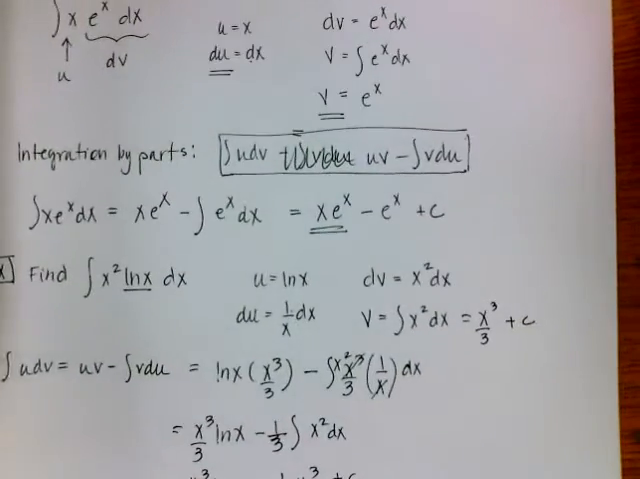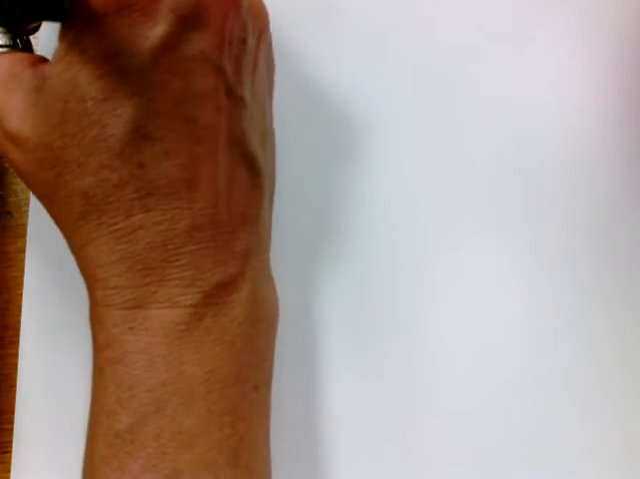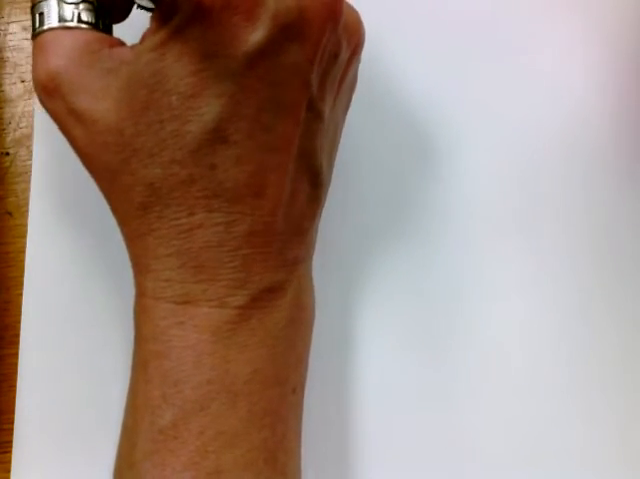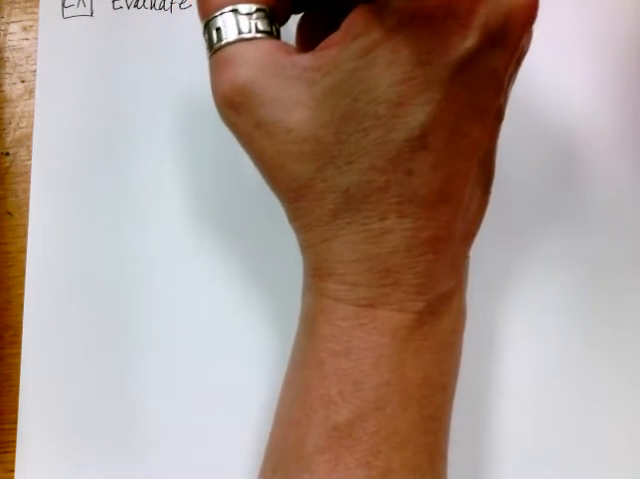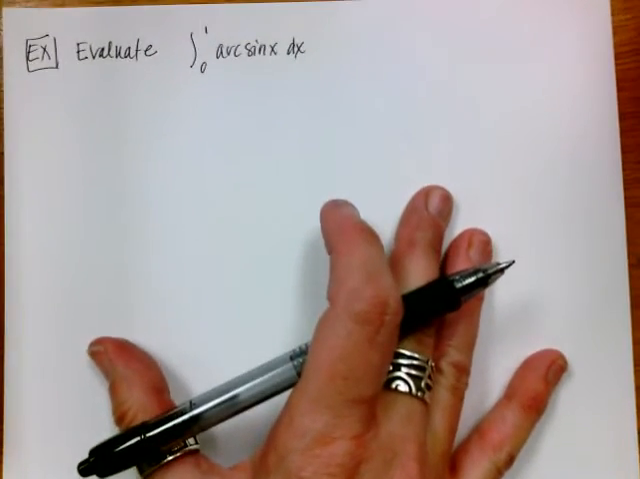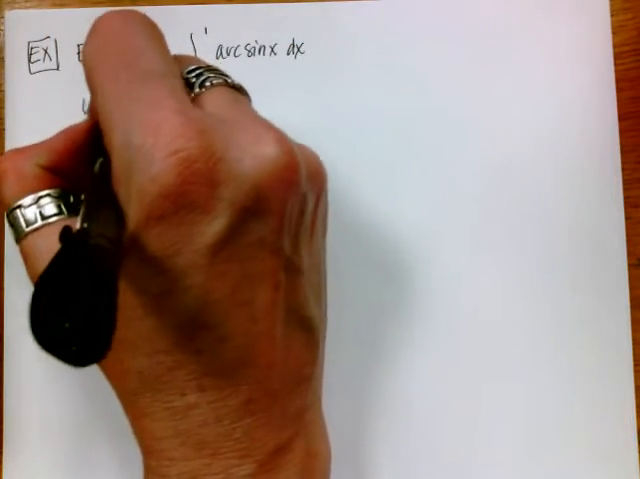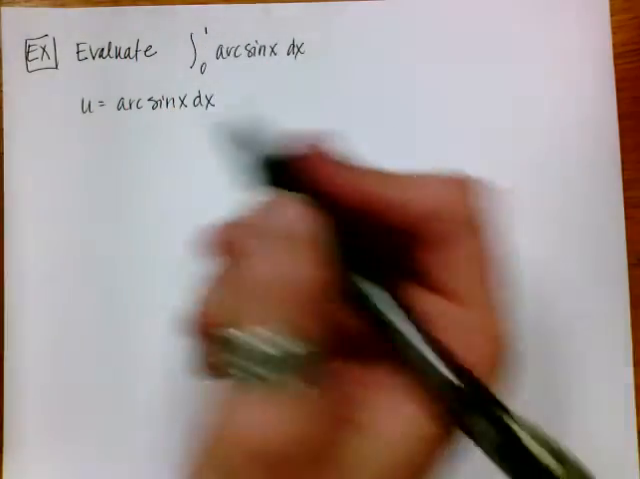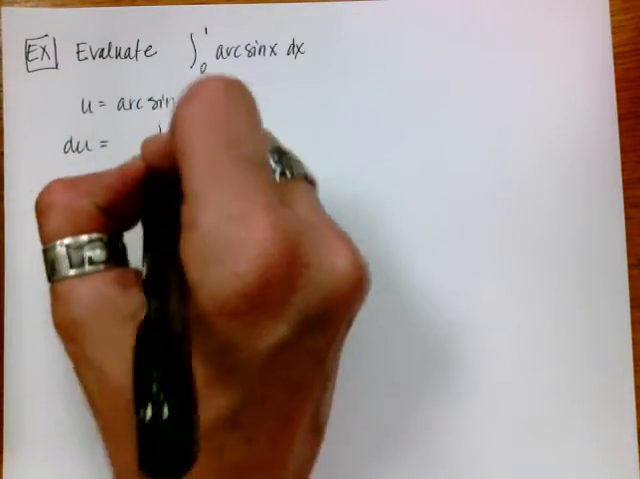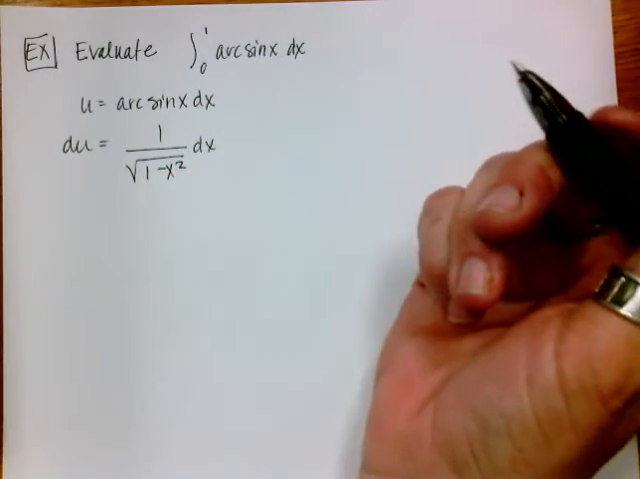All right. Next example. This one says evaluate, which means we have a little bit of math to do, and we're going to integrate from 0 to 1 the arc sine of x dx. All right, so, oops, you can't see it, sorry. So in this one, we're going to let u equal the arc sine of x, okay? So du is going to equal 1 over the square root of 1 minus x squared dx, okay?